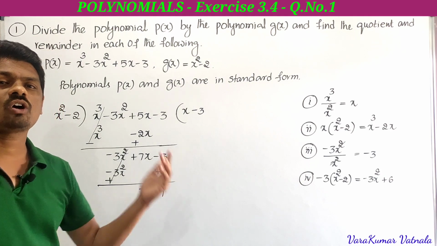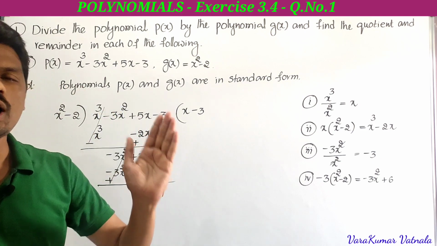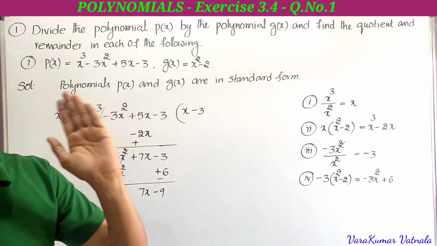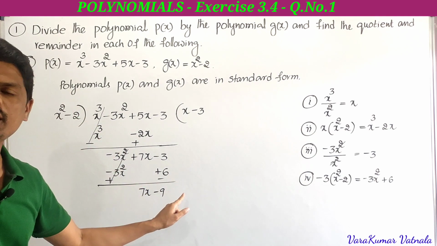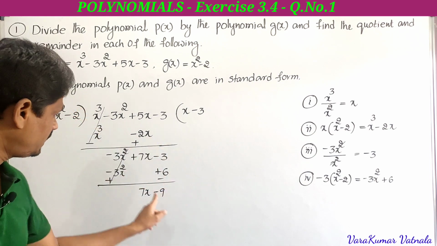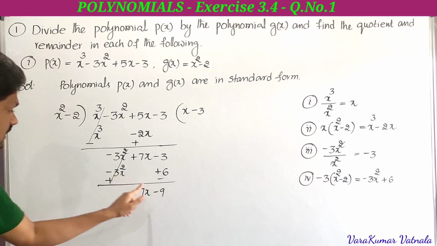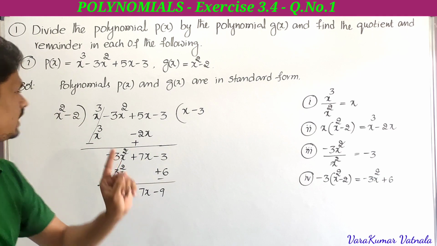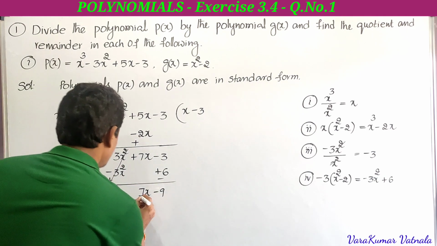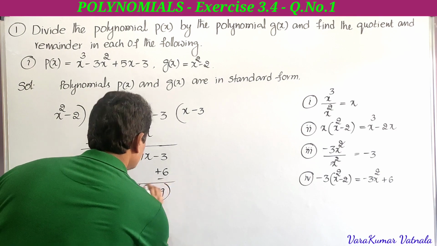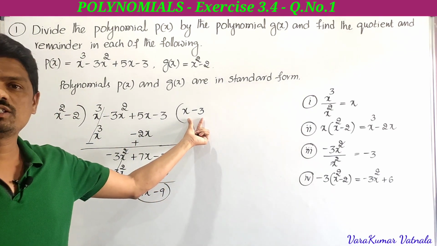So we can stop the division when the remainder is equal to 0 or the degree of the remainder is less than the degree of the divisor. Here the remainder is not equal to 0, but the degree of the remainder is less than the degree of the divisor. The degree of the remainder is 1 and the degree of the divisor is 2. So we can stop here. 7x minus 9 is the remainder, and x minus 3 is the quotient.